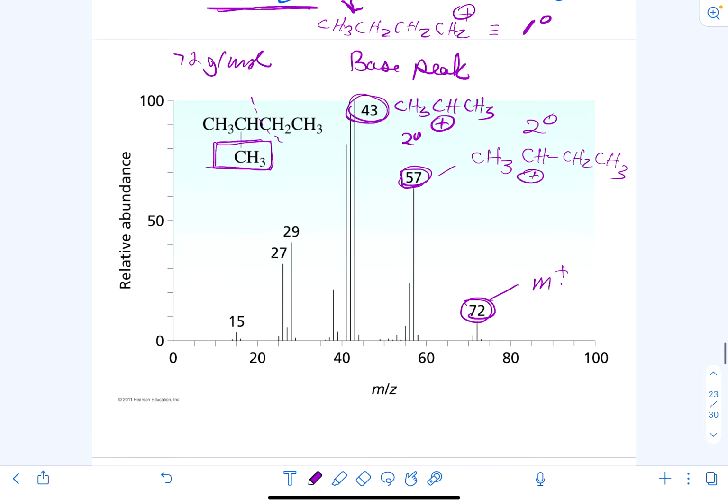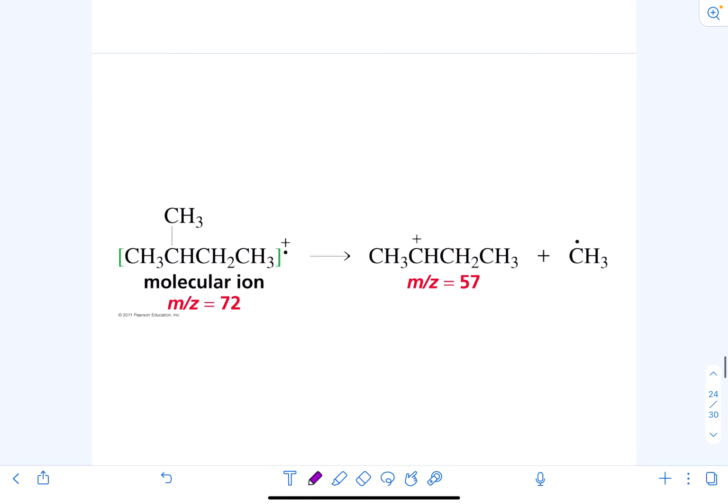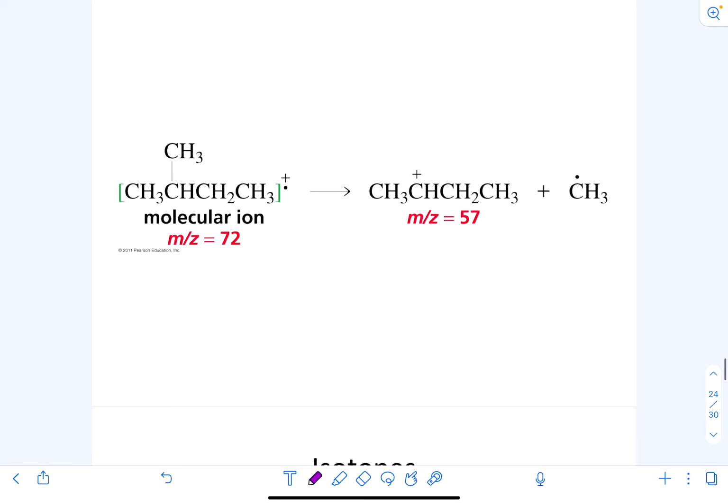All right, so let's move on a little bit and have a look at some other stuff. This is again what's happening in this case. It's leading to that mass to charge ratio 57 peak. The molecular ion gets hit with a beam of high energy electrons. Somewhere on this molecule we eject a single electron. We make a positively charged species because of that. And then what ends up happening next is we fragment off a methyl piece.